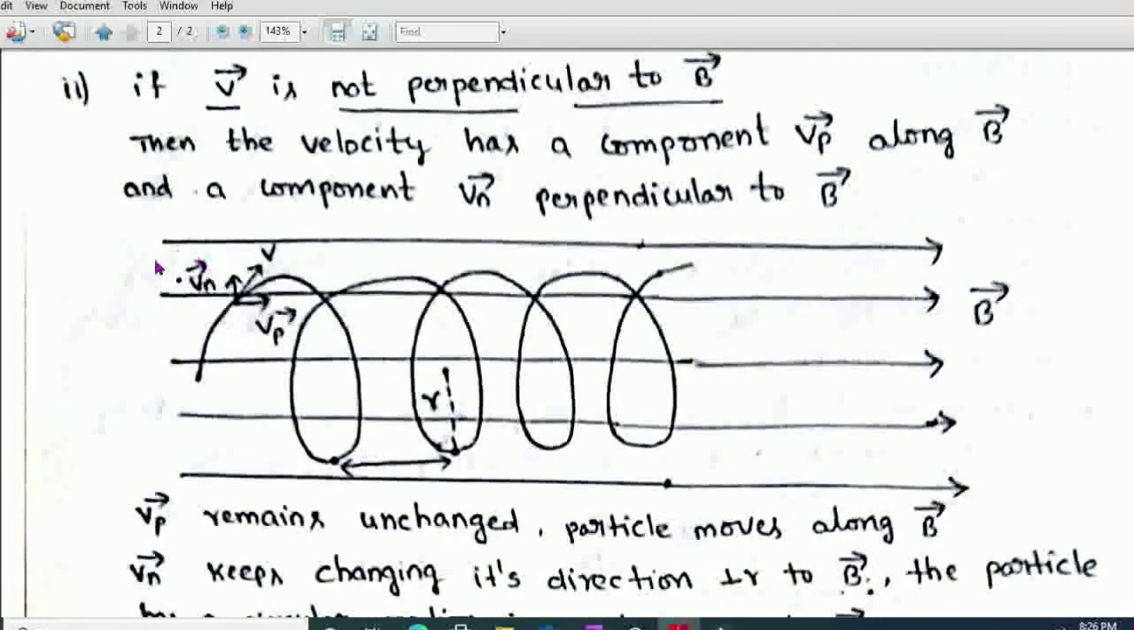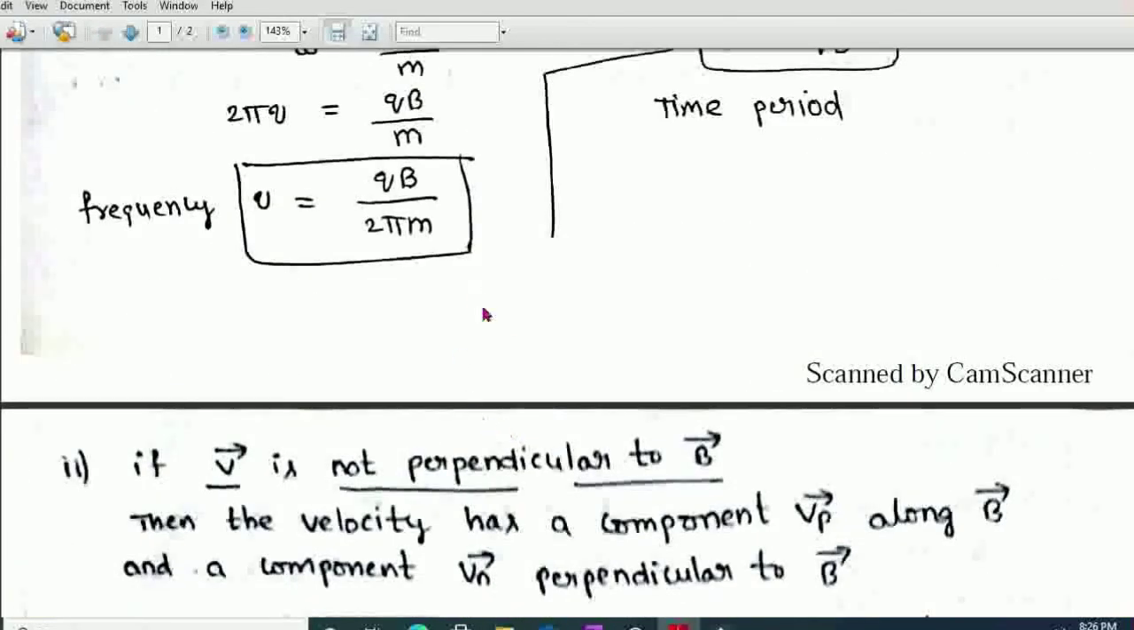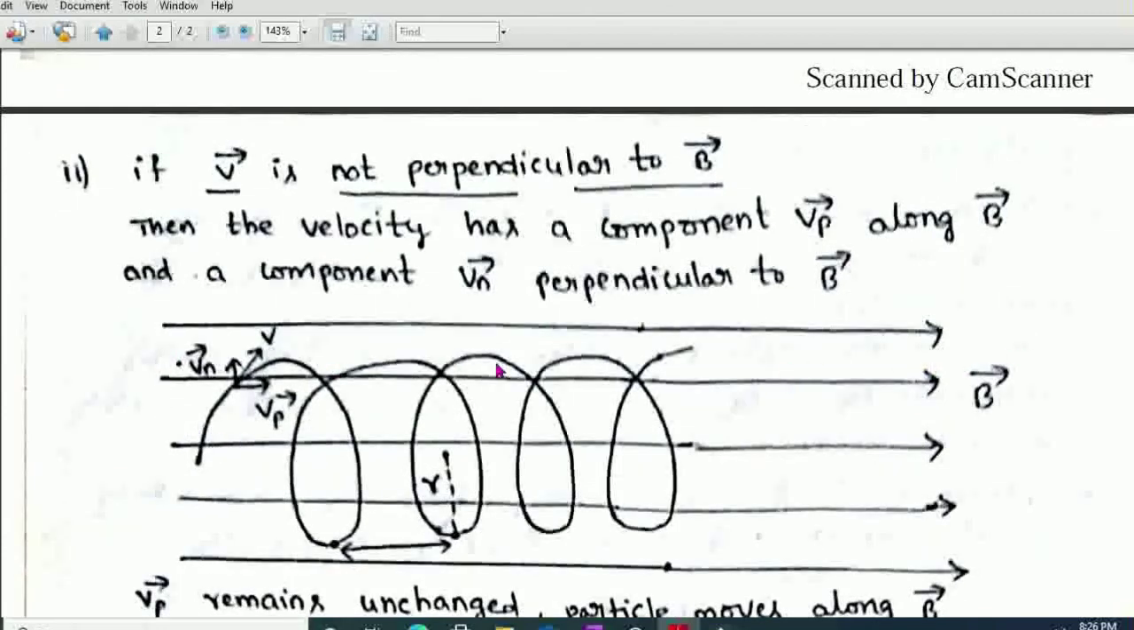And another component is Vn bar. So this Vn bar is perpendicular to the magnetic field. Already we have discussed that when the component of velocity is perpendicular to magnetic field, due to the perpendicular component, what happens? There will be some circular motion produced. Due to that, the particle describes a circular path.